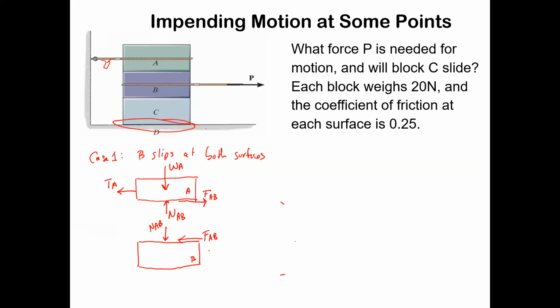Okay, we have our force P applied, right? And we also have a normal force at this boundary BC. And which direction is friction force acting at that boundary? Left. FBC is also going left. Okay, that's the free body diagram.